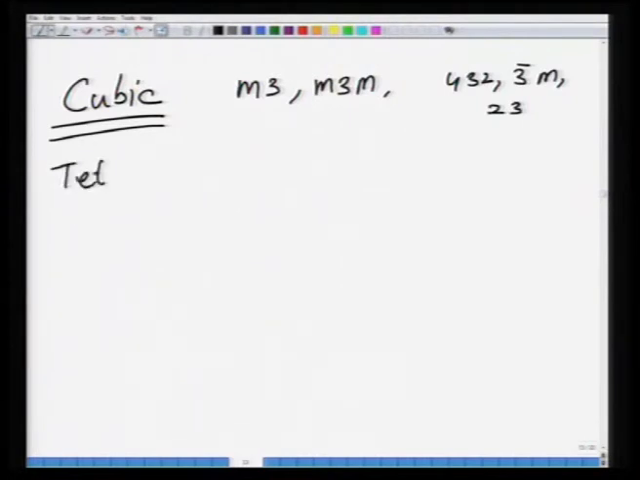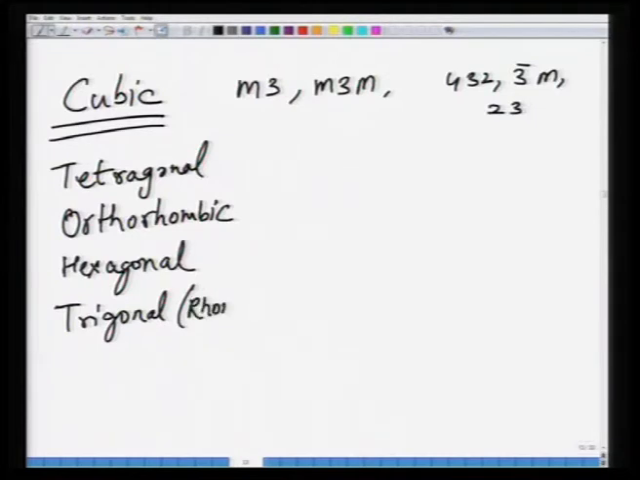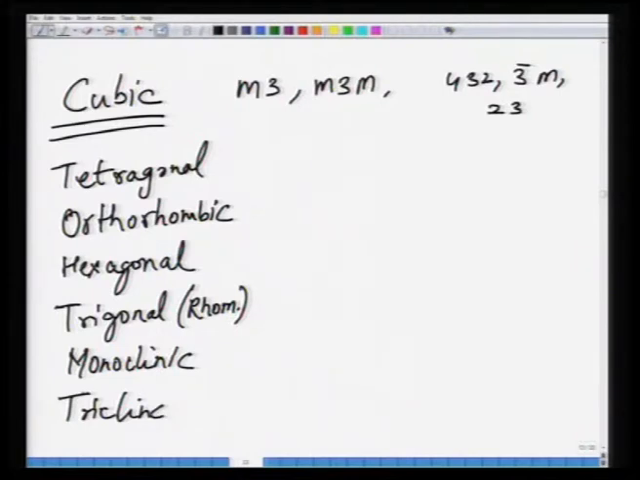Likewise, tetragonal, orthorhombic, and then you have hexagonal, and then trigonal. Trigonal is nothing but rhombohedral, and then monoclinic, and then triclinic. So, there are 7 crystal systems.